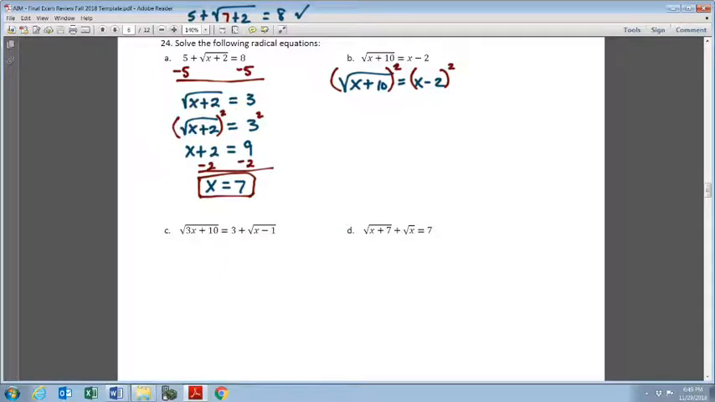And so when we square the square root on the left there, we're going to get x plus 10. Now on the right side, we're going to have to multiply 2x minus 2's. So I'm going to go ahead and do that off to the side. We're going to FOIL here. We get x squared minus 2x. Another minus 2x, and then plus 4. And so we're going to end up with x squared minus 4x plus 4 there. And so that's going to go on the right side there.